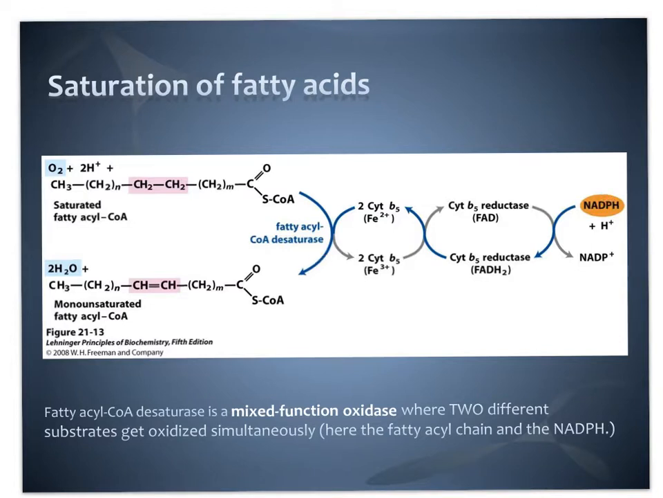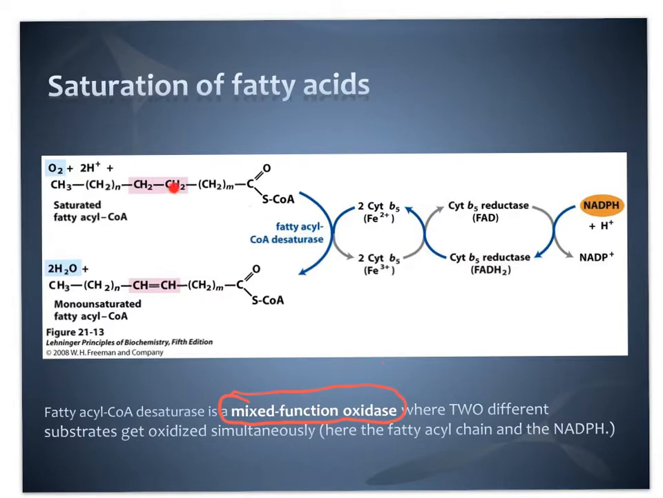Okay, and so this is a new term that you may have actually heard of, because obviously these are important in vivo. It's called a mixed function oxidase, and we haven't really talked about this. But what that means is that there are two different substrates, two or more, but at least two different substrates that have to get oxidized at the same time, through the entire process. So how does that happen?